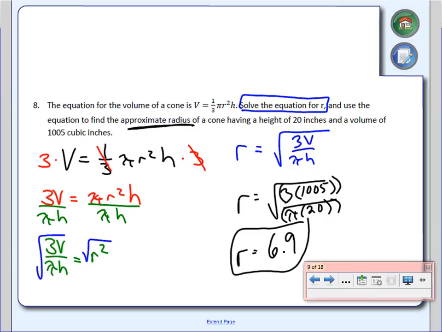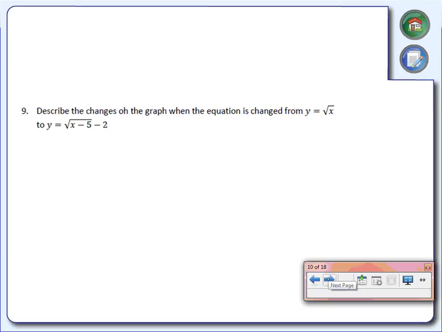All right, so there it is. That's number 8. Number 9, you're asked to describe the change on the graph when the equation is changed from y equals the square root of x to y equals the square root of x minus 5, minus 2. So they're asking what kind of transformations occur here.